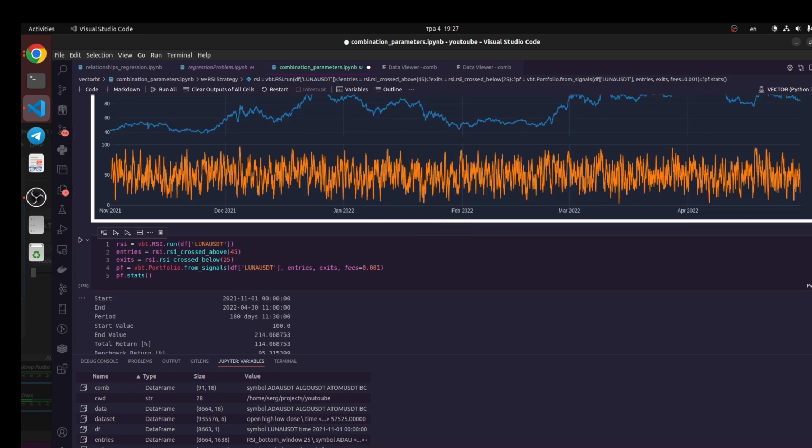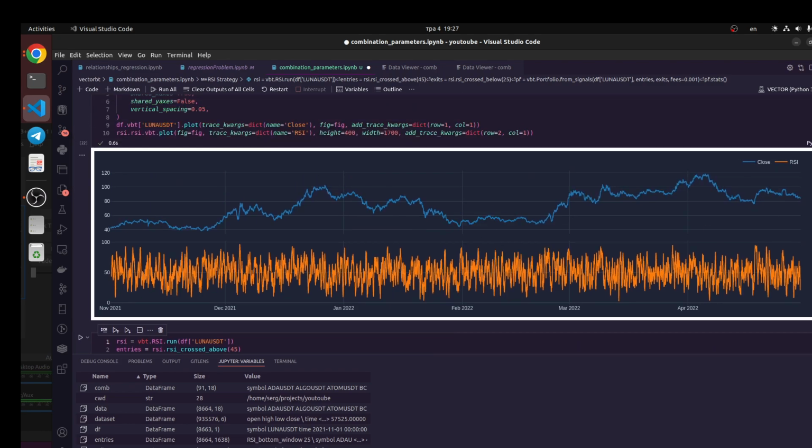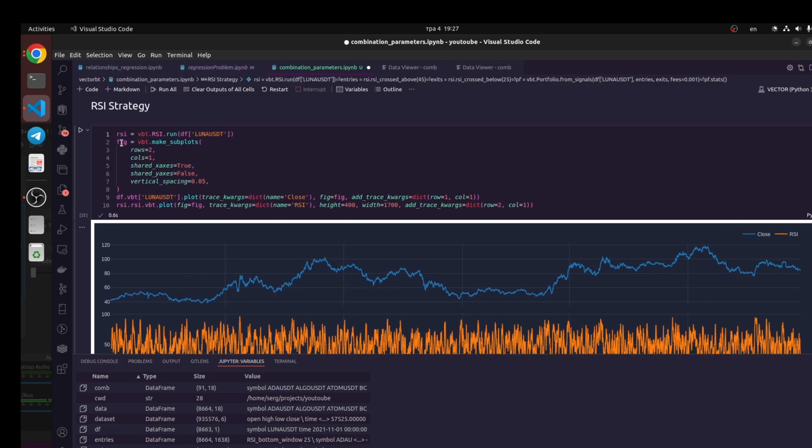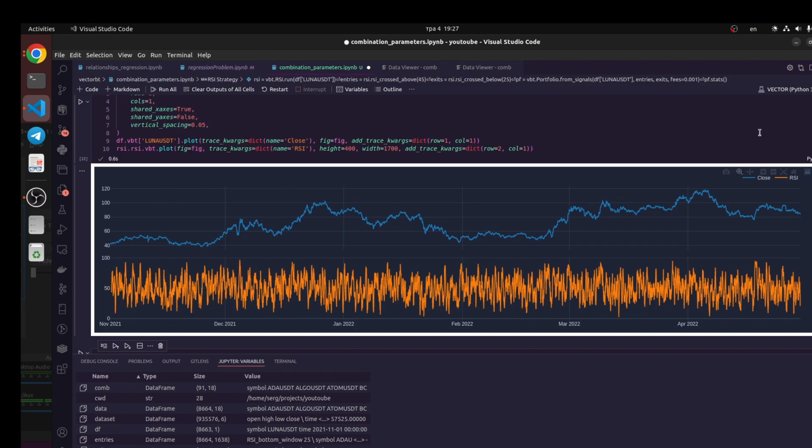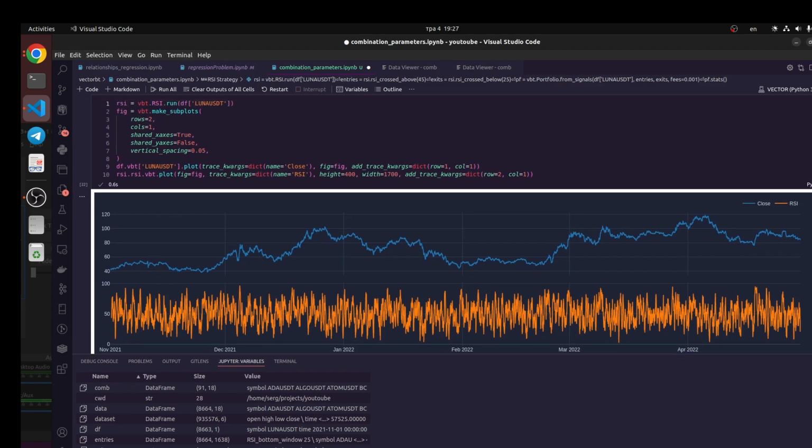So to create these charts, what we need to do is create an RCI object, and next we need to create a figure object, and indicate that we would like to create subplots with 2 rows and 1 column. So you see we have 2 rows, like price and RCI indicators, and only 1 column because we have the big 1 column here. And to indicate additional parameters here like vertical spacing. Okay, and we also display some axes.